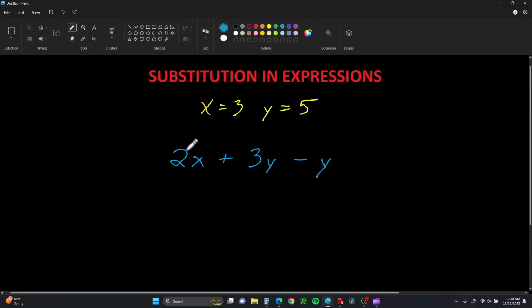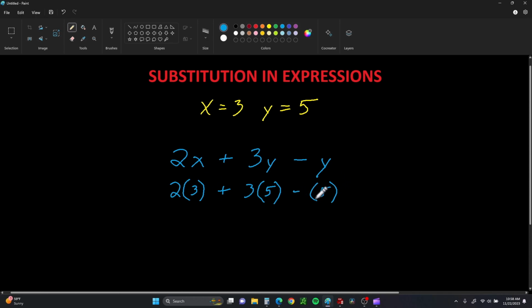In this example, I have 2 times x, so I'm going to write 2 times 3. And if I didn't put that parentheses there, it would look like 23. And then over here, I have 3 times y, which is 5. And then it says minus y, which is also 5. So each time I substitute, I'm going to use parentheses.